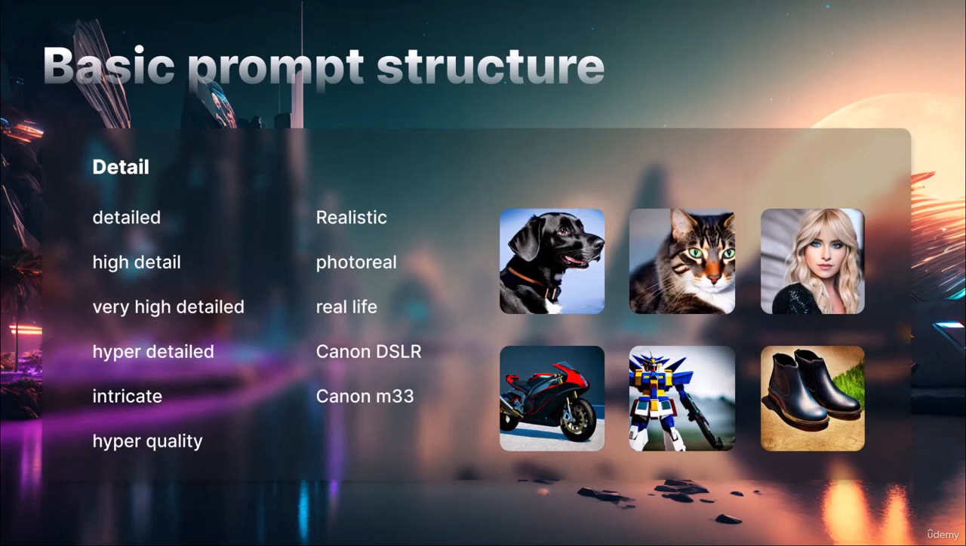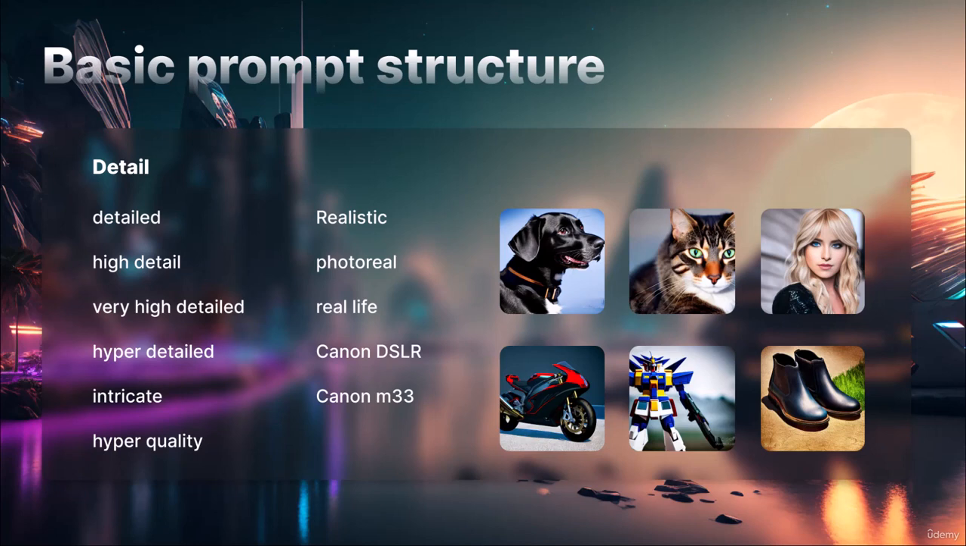Alright, let's talk about detail. The detail of an image refers to how much stuff you can see in the picture. If there are a lot of things to look at and notice, the image has a high level of detail. If there are only a few things to look at, it has a low level of detail. The level of detail can affect how interesting or impactful the image is.